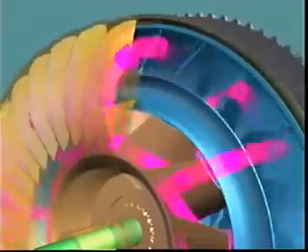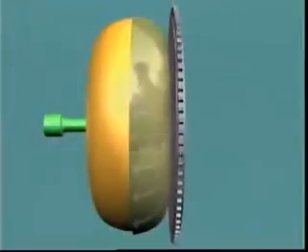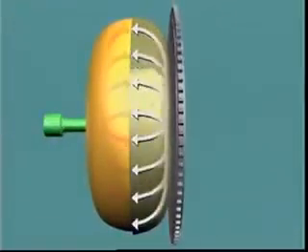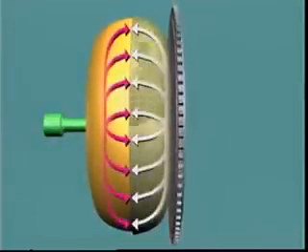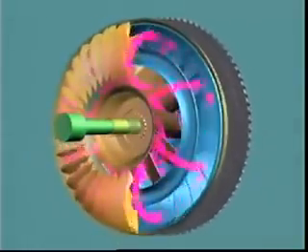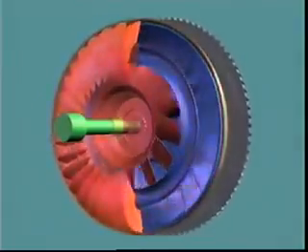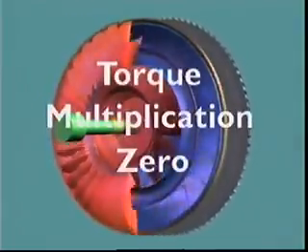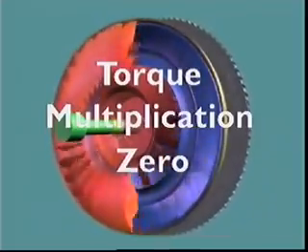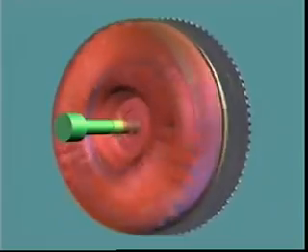When the turbine starts to rotate and increases in speed, the centrifugal force on the fluid in the turbine opposes the high velocity flow from the impeller. This reduces vortex flow and torque multiplication. At coupling point, the vortex flow of fluid is slight, and there is no torque multiplication. The converter now acts as a fluid coupling.